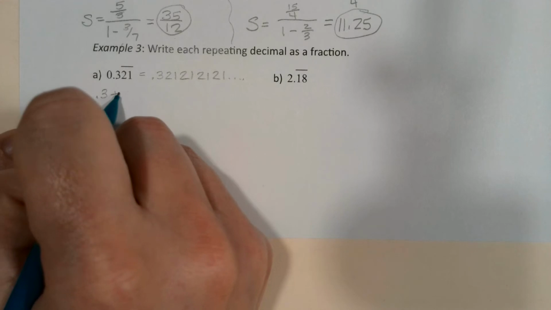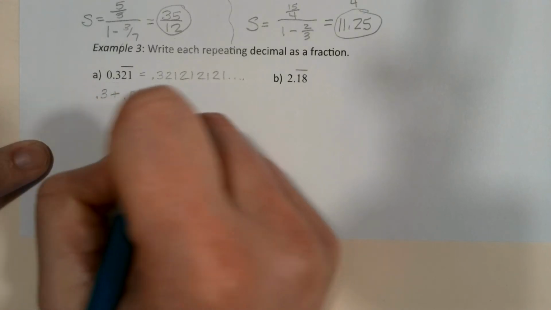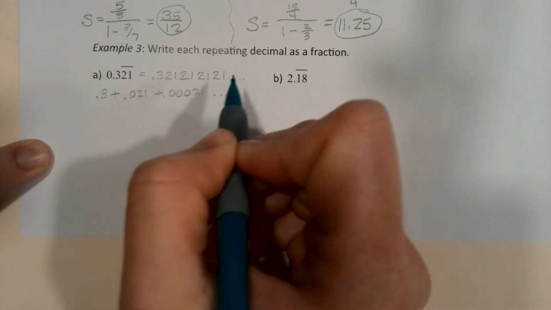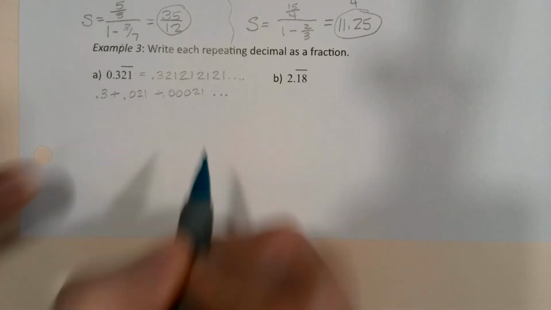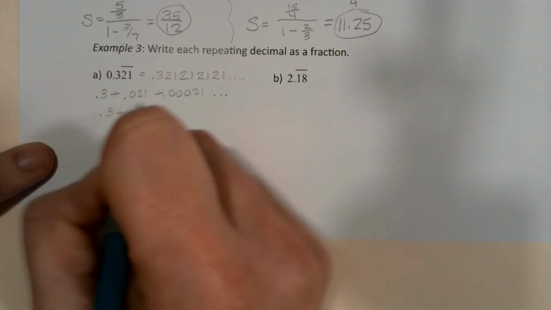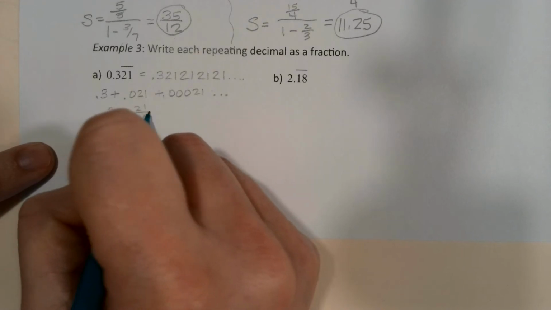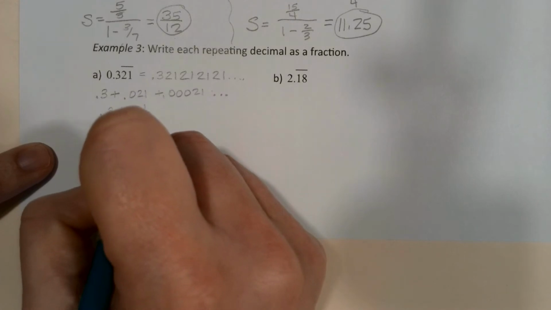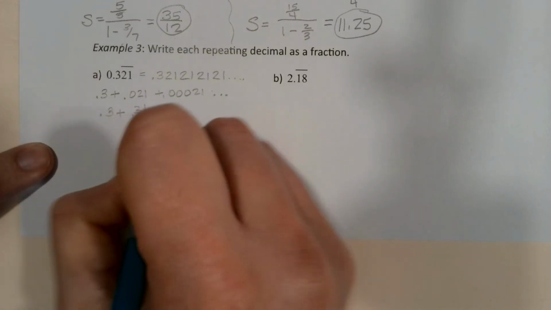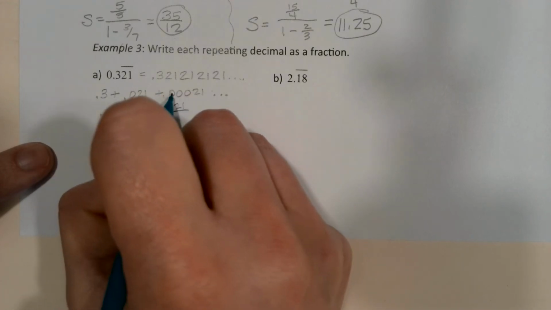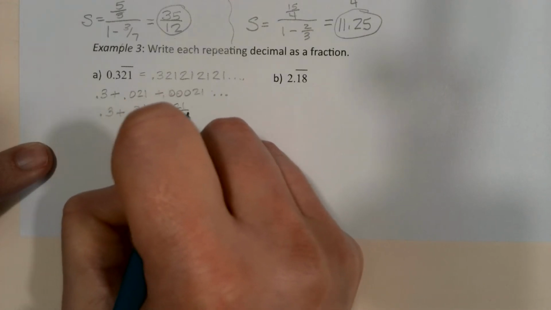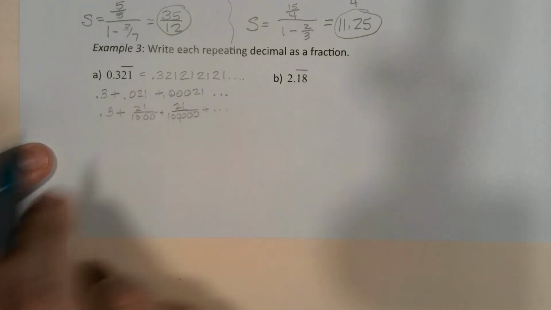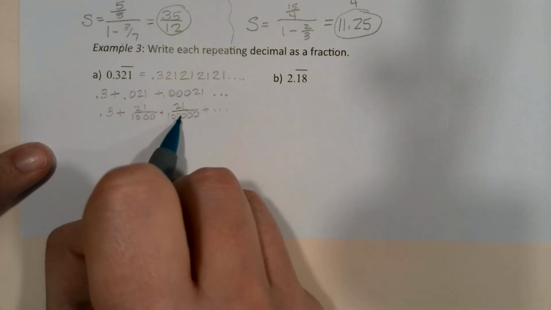Okay, so what it's really doing, we could spread this out as a series. It's 0.3 plus 0.021 plus 0.00021, and so on. And then we can rewrite these as fractions. So this is 0.3 plus 21 over, how many zeros? 1, 2, 3. And then this is 21 over how many zeros? 1, 2, 3, 4, 5. So what is happening each time, we can find a common ratio between these things.